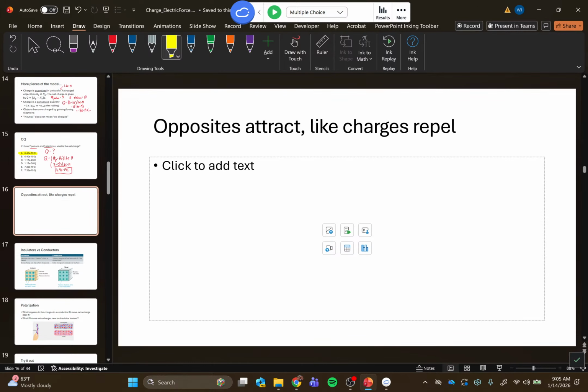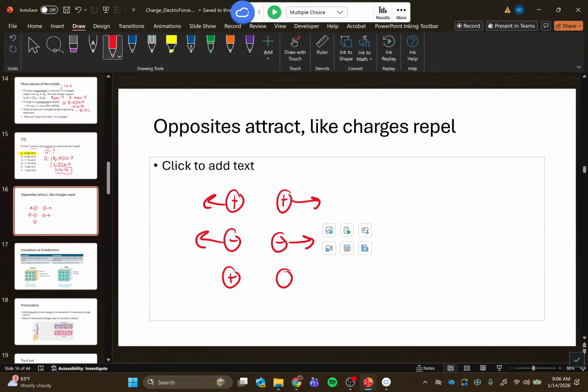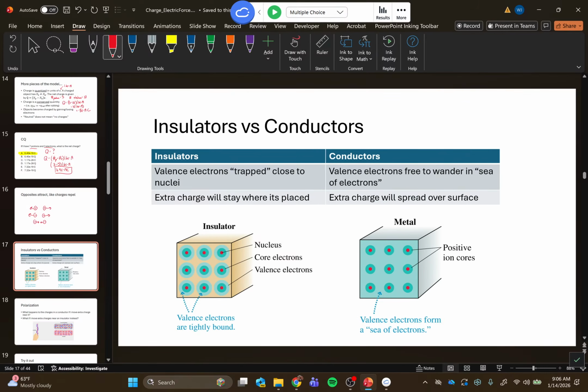What does "opposites attract, like charges repel" mean? This means if I bring two protons near each other, they will repel. If I bring two electrons near each other, they will repel. If I bring a proton and an electron near each other, they will attract. Observation of reality is what it is. If you don't like it, I didn't make the rules. I just tell you that.